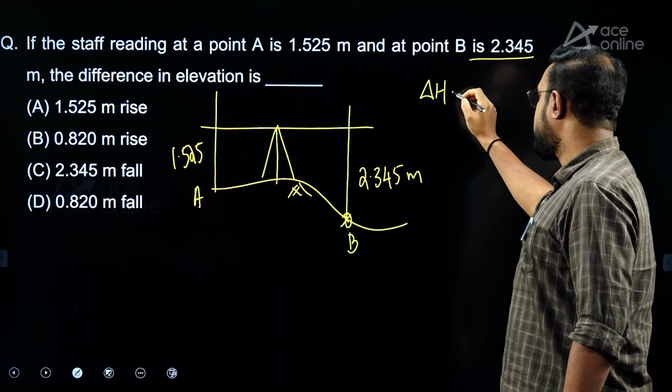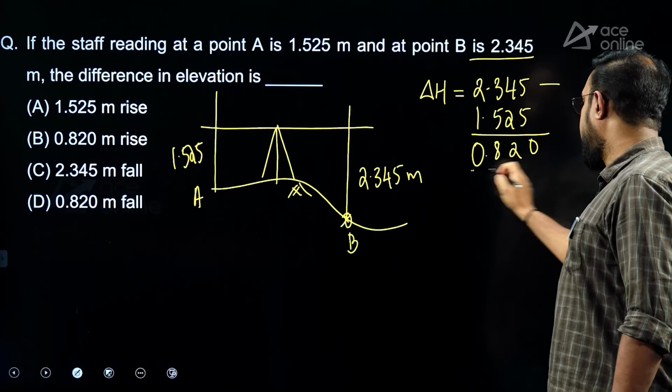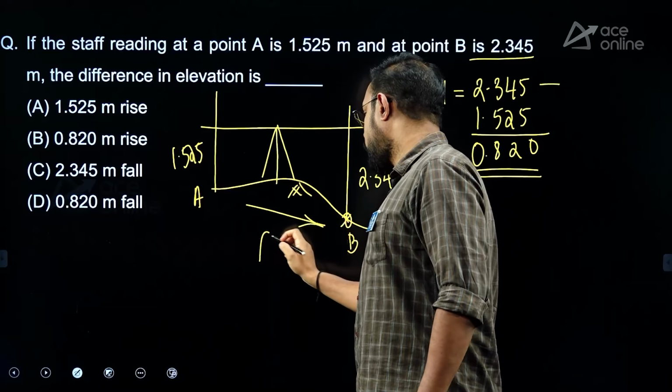You can just take the difference here: 2.345 minus 1.525. This will be 0, this will be 2, right? 13 minus 5 would be what? 8. So 0.820. But tell me, guys, when I am traveling from A to B, how is my ground?